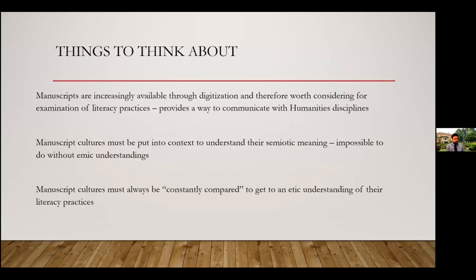So, things to think about in terms of our approaches to manuscripts and texts. When we're trying to understand historical utterances, historical practice of plurilingualism, manuscripts are a very useful research resource. They are nowadays increasingly available through digitization and therefore worth considering for examination for literacy purposes. Another benefit is they provide a way to communicate with humanities disciplines. This is because manuscripts are the currency, or the assumed common sense or common practice, of the humanities, such as English, such as history, such as all these historical disciplines.